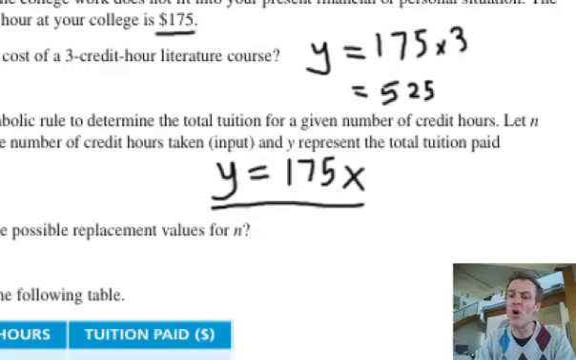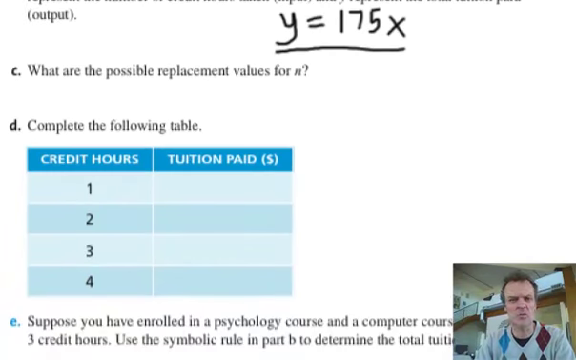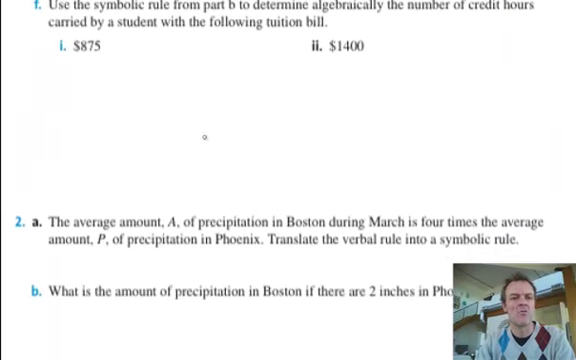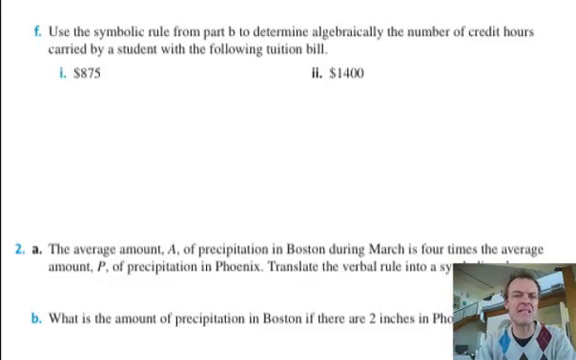Now again, if I do the opposite of this, I've got the equation there, y equals 175x. For 1 credit hour, it's 175. For 2, it's going to be 350. For 3, just above, we said 525, and so on. Now we've got the equation here. I'm going to go down here. This time, I know how much I've paid, so what's the number of credit hours?